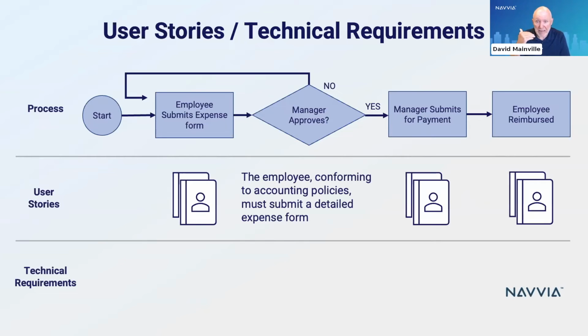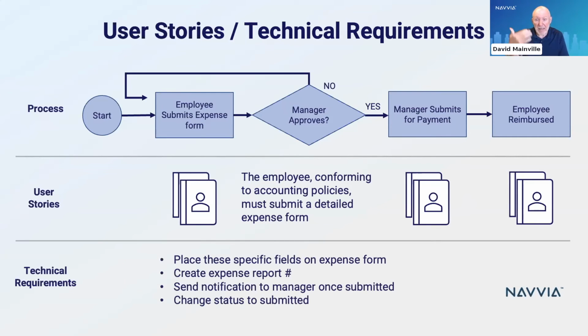Then, once you understand what the business is looking for, you can look at the technical requirements to support that user story. So we need these specific fields on the expense form. We need to create an expense report number. We need to send notification to the manager once it's submitted. We need to change statuses. All of the different things that need to happen to support that particular user story can be captured in the technical requirements. Quite often people jump right to the technical requirements without that linkage back to the business requirements. So that can often create gaps in your implementation, and I've seen it.